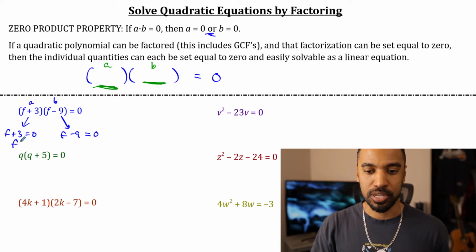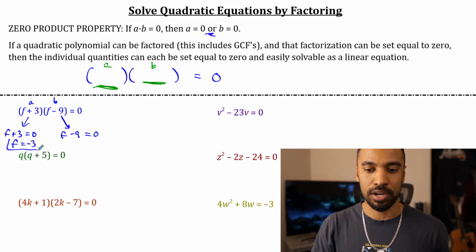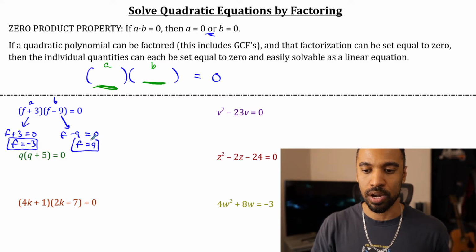You subtract 3 from both sides, you get f equals negative 3. That's one of your answers. And you add 9 to both sides, you get f equals positive 9. That's one of your answers.